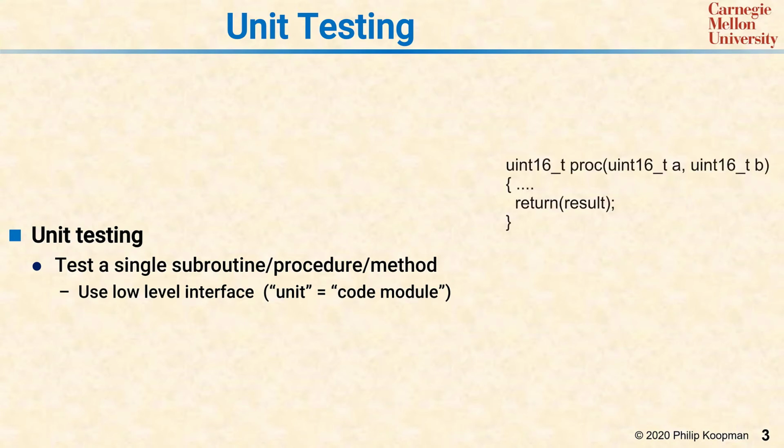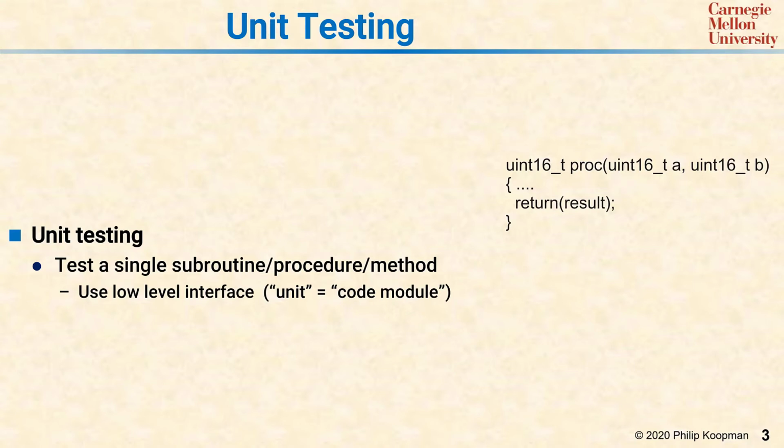Unit testing involves testing a single subroutine, procedure, method, or other standalone chunk of code. It uses a low-level interface, so you can think of a unit as being a code module. Here's an example of a subroutine that takes two inputs and produces one output.